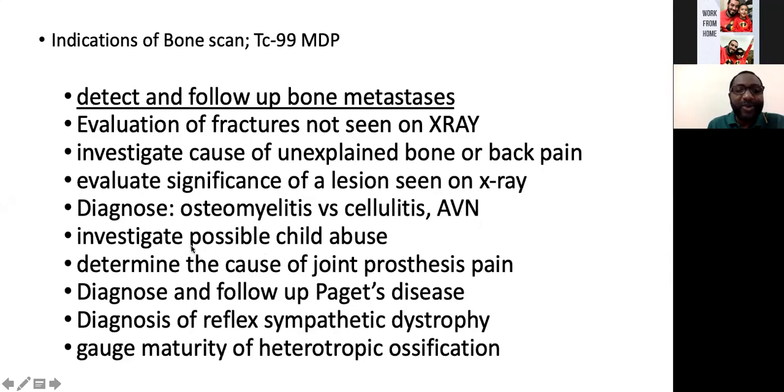We have gone to court on several occasions using just a bone scan in children that have been abused, because it's a whole body image. It gives you the area of fracture or area of trauma that the patient sustained.